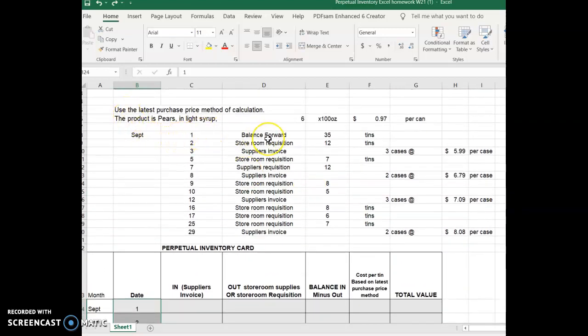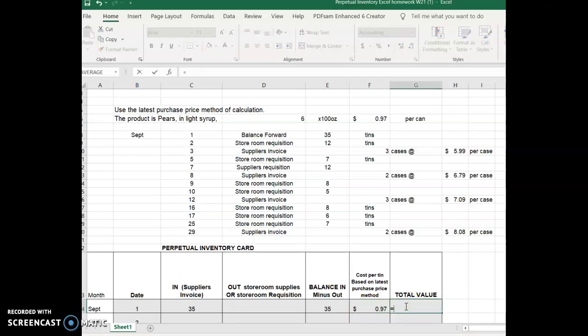Our first date is September 1st. We have a balance forward of 35 tins. This means we already have 35 tins in our storeroom. So then it's going to go into our in section. Our total balance is 35, as nothing has changed, and we know our cost is 0.97 because it's stated up here that we have 6 tins for 0.97. So we just copy this into here.